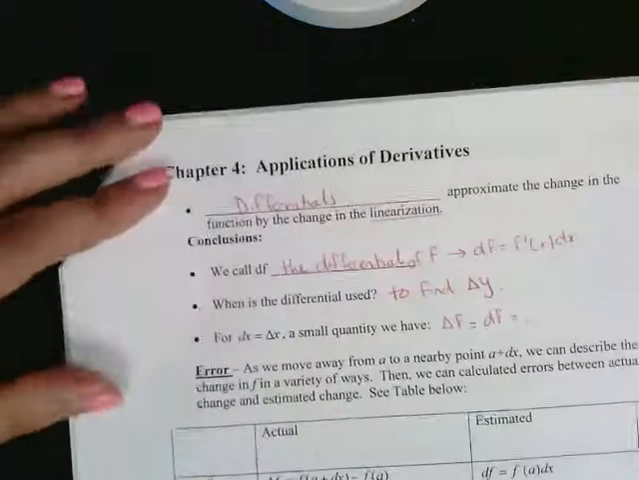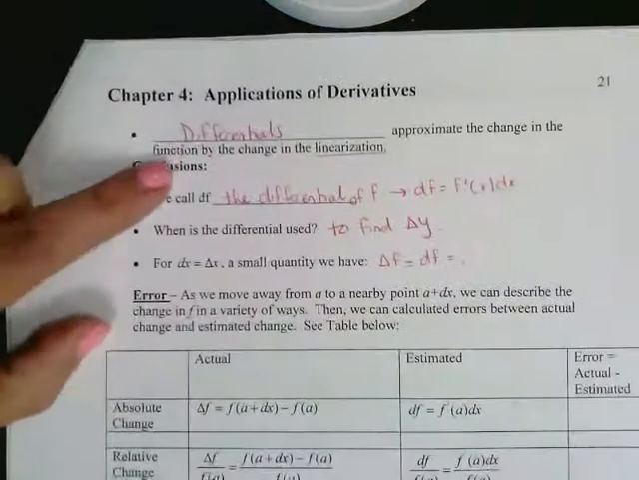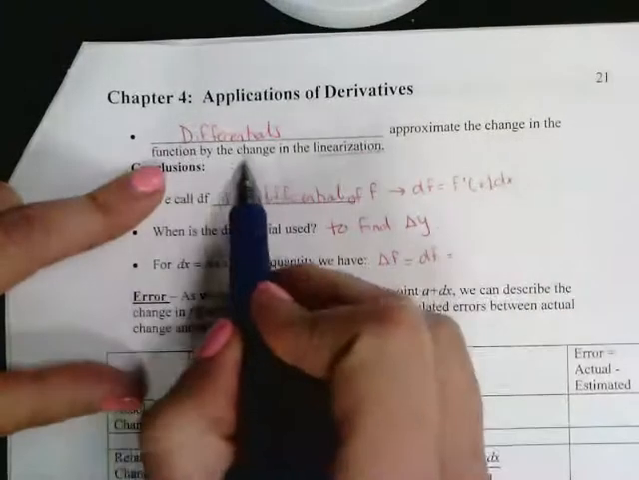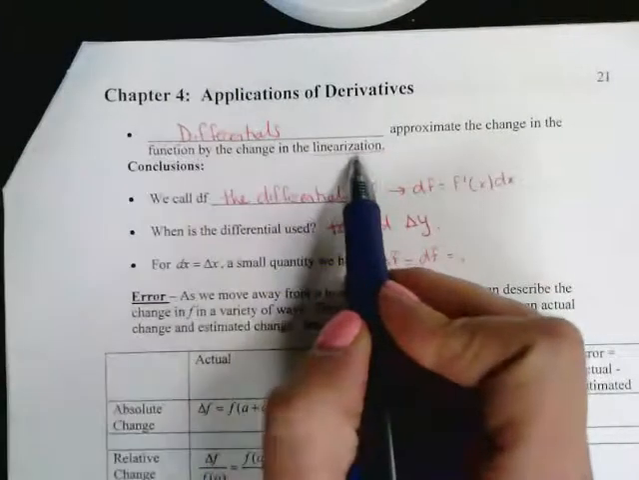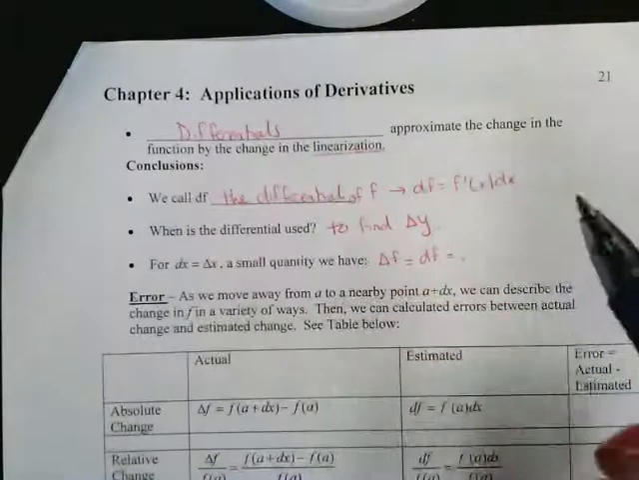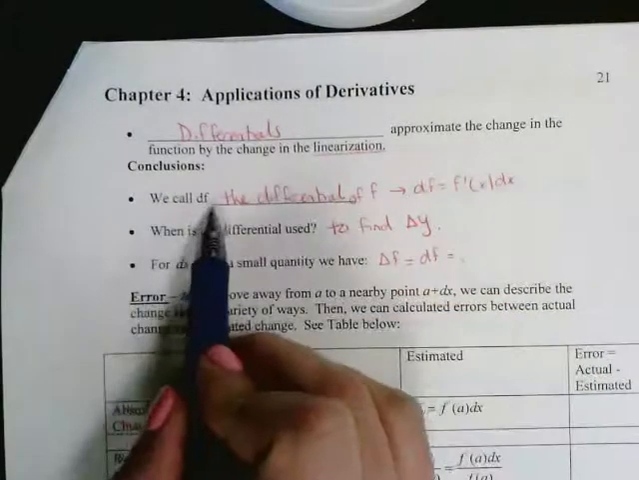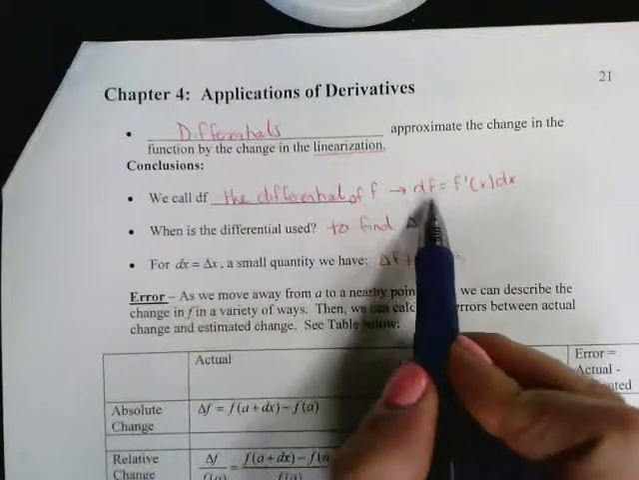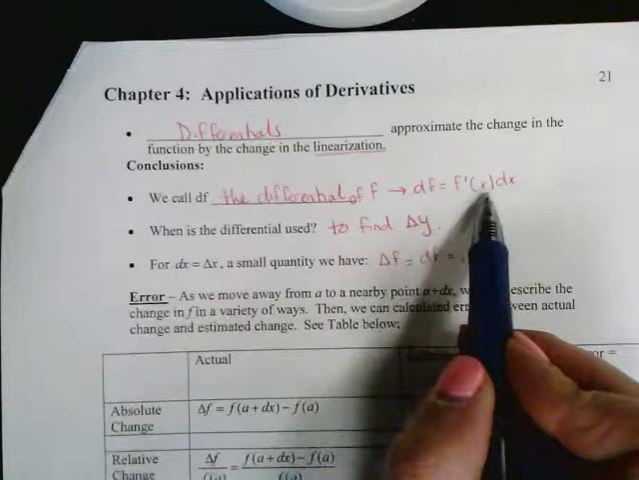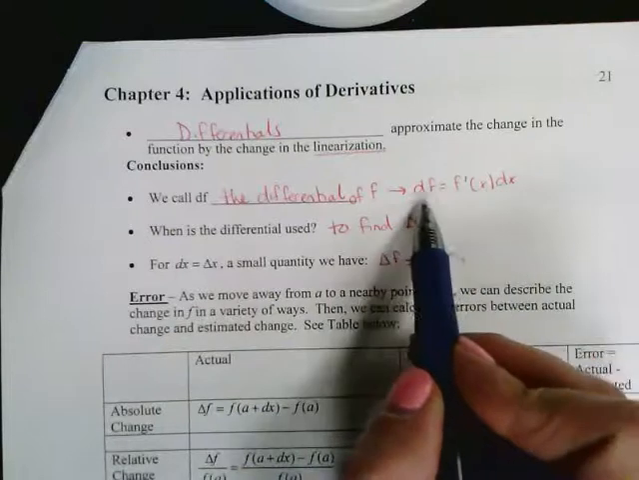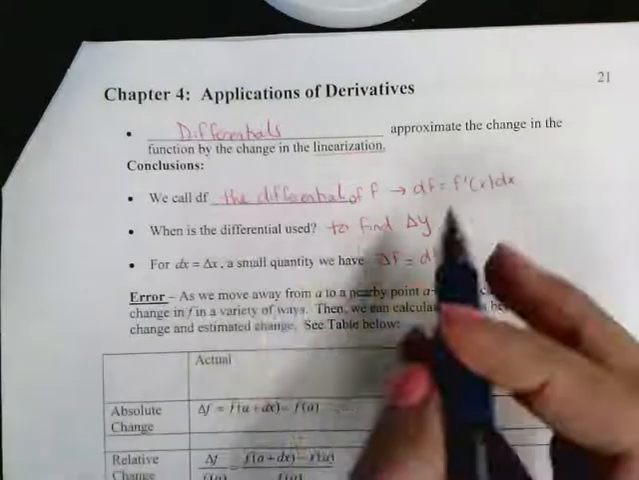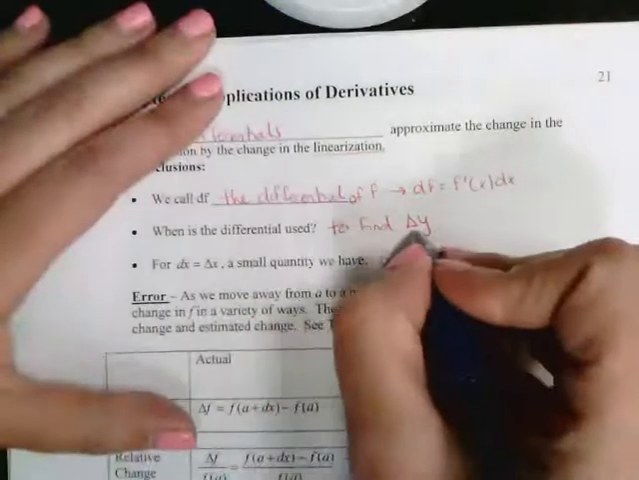So what do differentials do? Differentials approximate the change in the function by the change in the linearization. So we use the linearization to figure out the change in the function. We call df the differential of f, which is df equals f prime of x dx, which is the same as dy. So when is the differential used? We use it to find change in y.